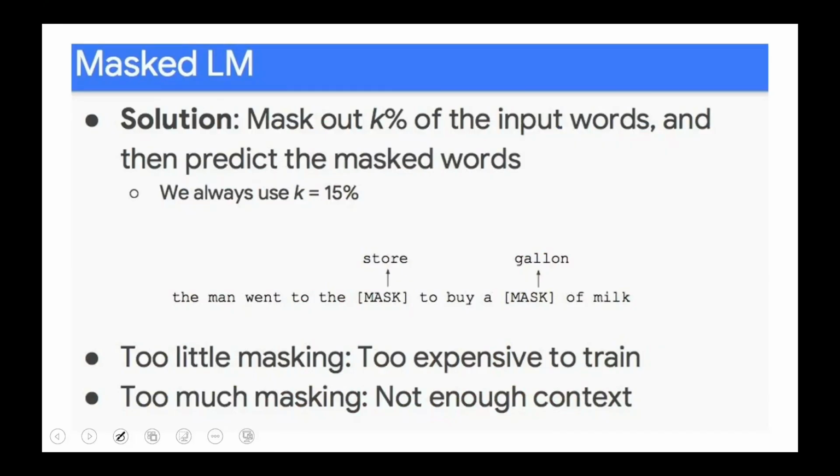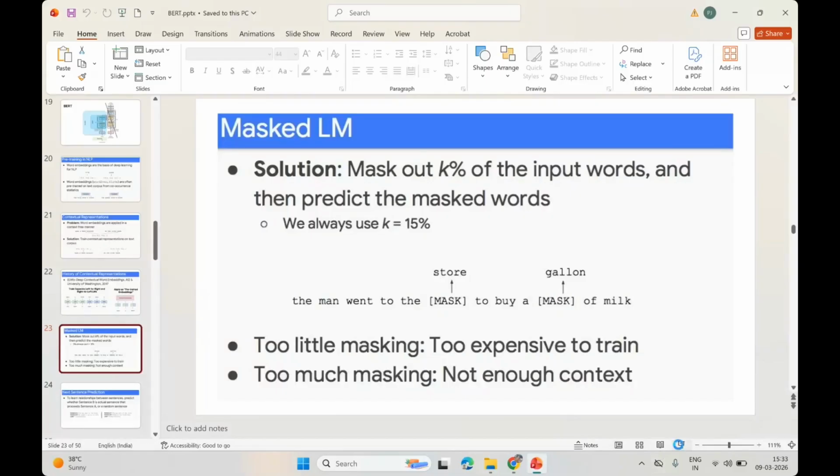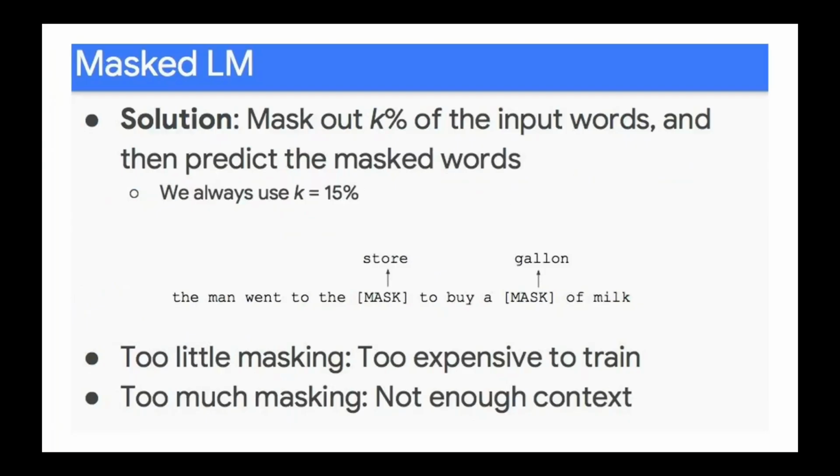So the masked language model says, suppose I have a complete sentence, the man went to the store to buy a gallon of milk. The logic says mask 15% of the words. So this consisted of 1, 2, 3, 4, 5, 6, 7, 8, 9, 10 words. It says 15% of the words in the sentence should be masked.